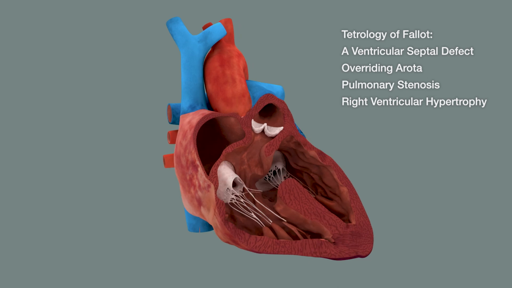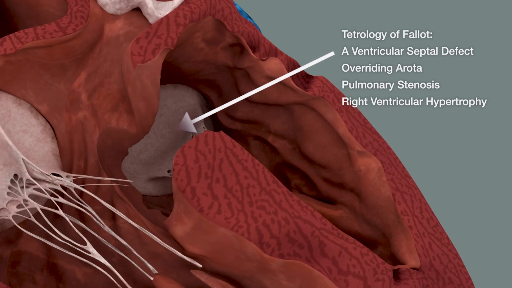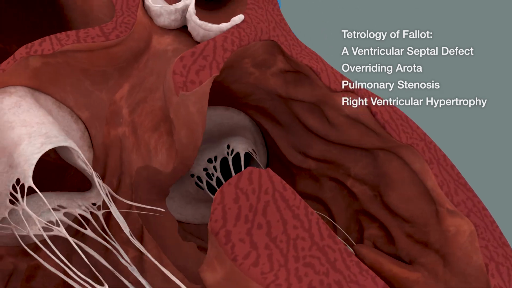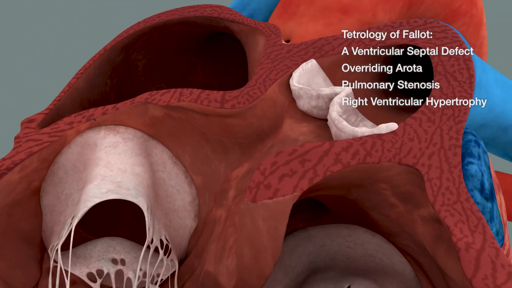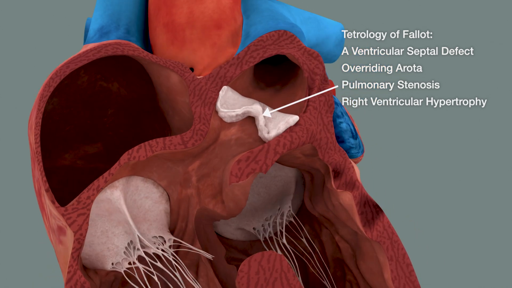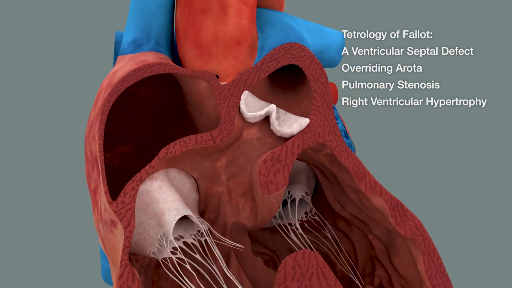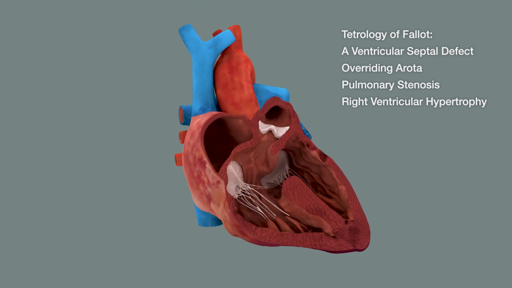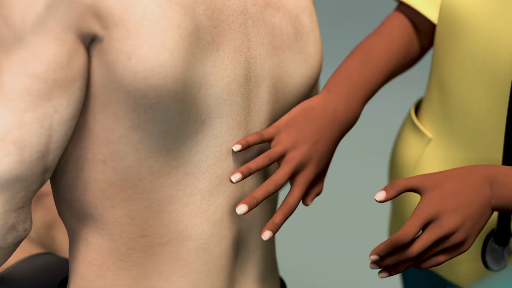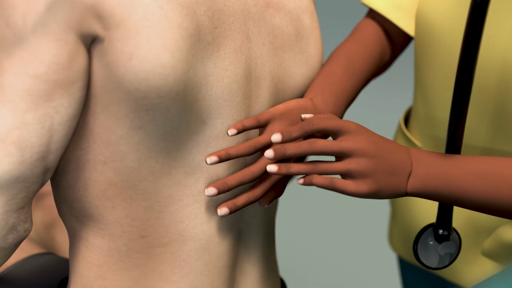Tetralogy of Fallot, TOF, is a common cyanotic congenital heart disease, often repaired in infancy. The most common long-term cardiac problem for these patients is pulmonary regurgitation and right ventricular volume overload. Percuss the lung bases and auscultate the lungs.